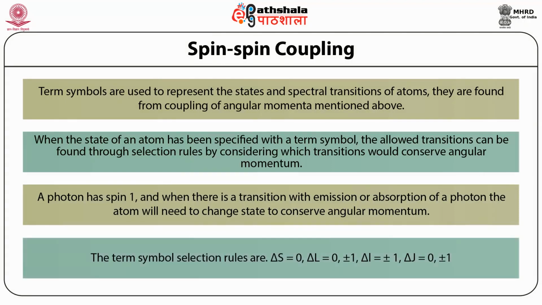The term symbol selection rules are delta S is equal to 0, delta L is equal to 0 and plus minus 1, delta L is equal to plus minus 1, delta J is equal to 0 and plus minus 1.